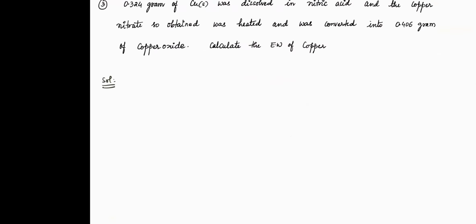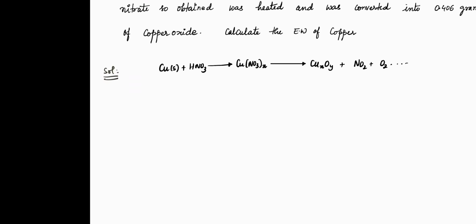Basically, there is some kind of reaction happening like this. Copper solid plus HNO3 is forming some copper nitrate. There might be a lot of other compounds also, but it has been said that this copper nitrate is heated, correct? So it is becoming something like CuxOy plus maybe NO2 plus O2. We don't know what all the products are. This is something I'm guessing.